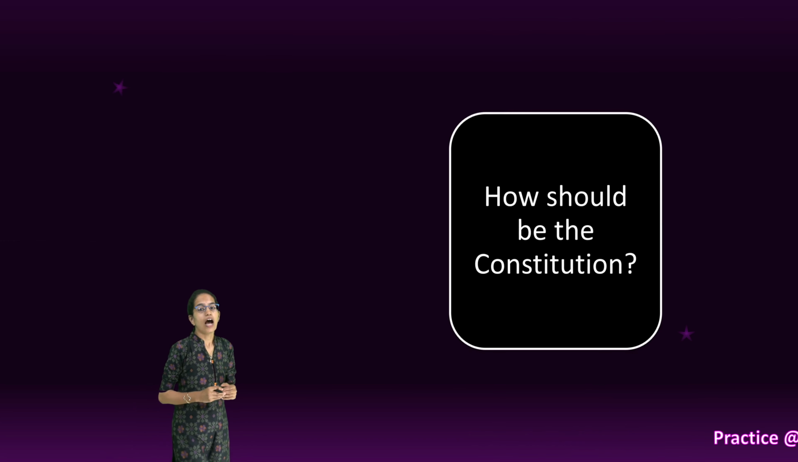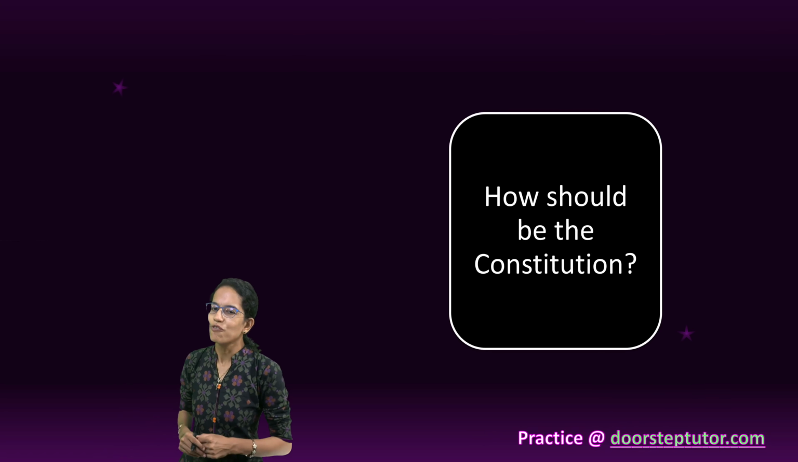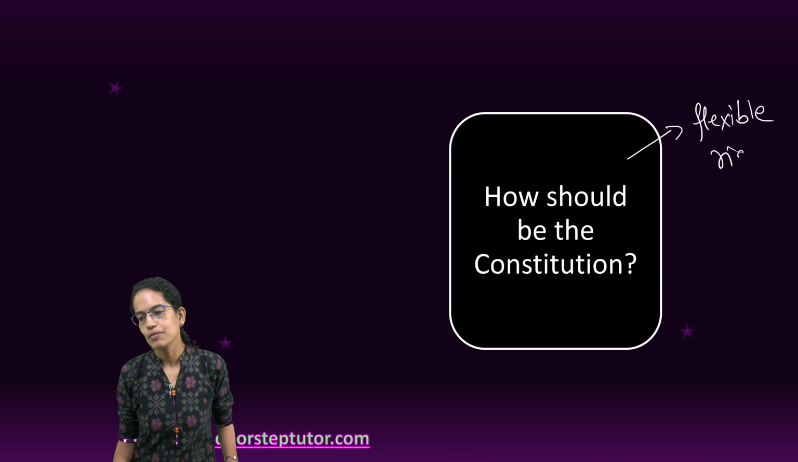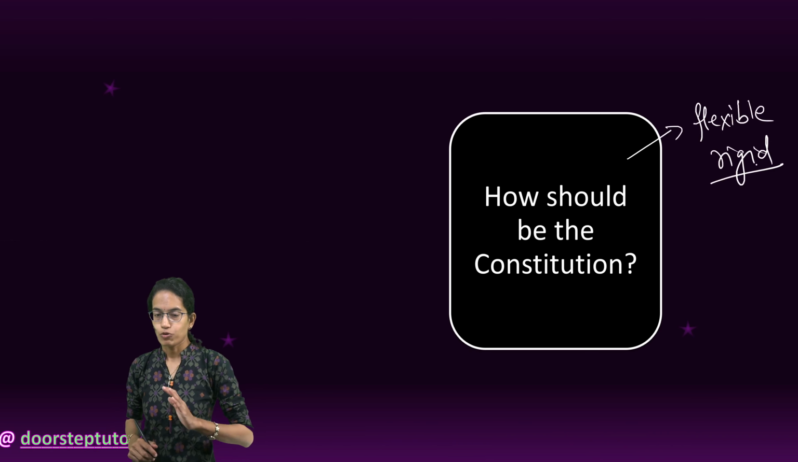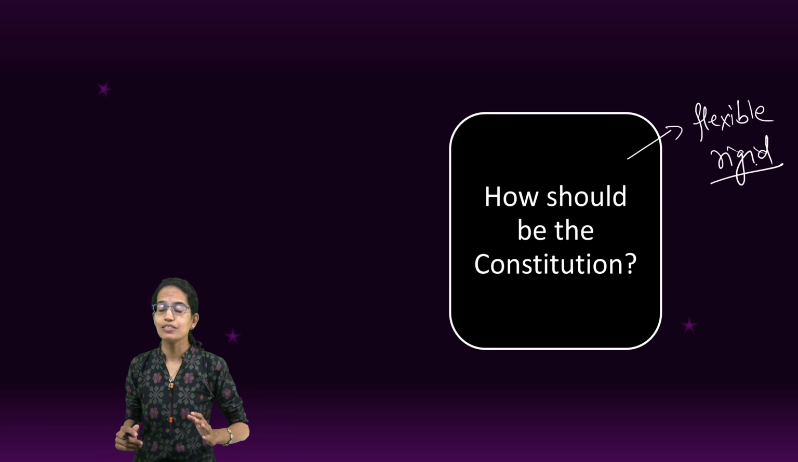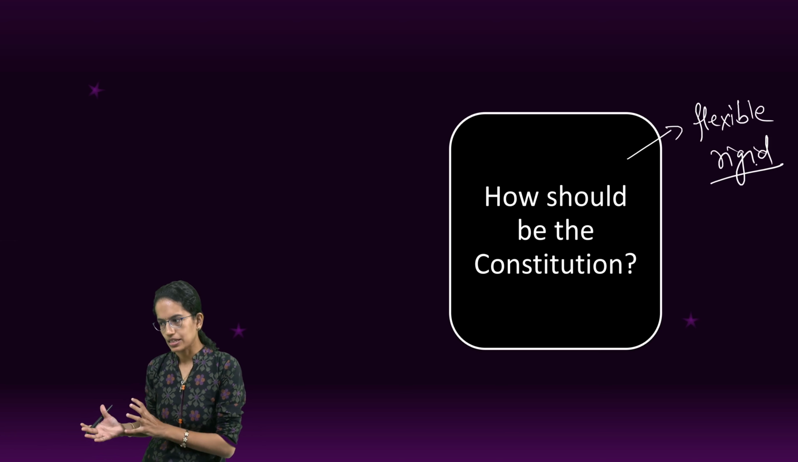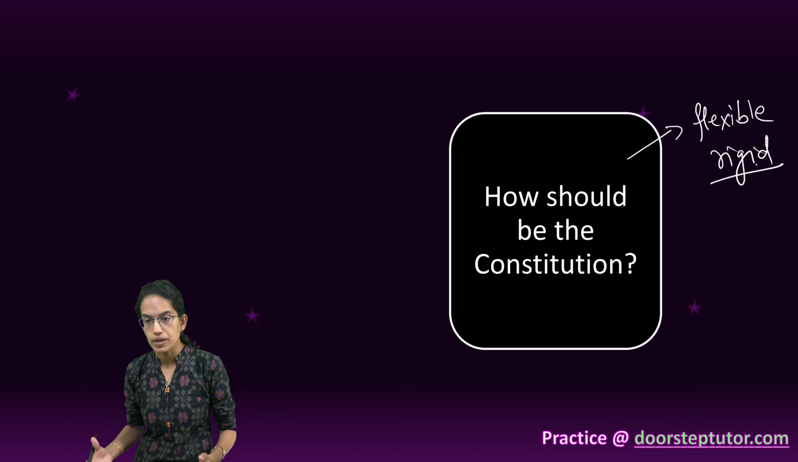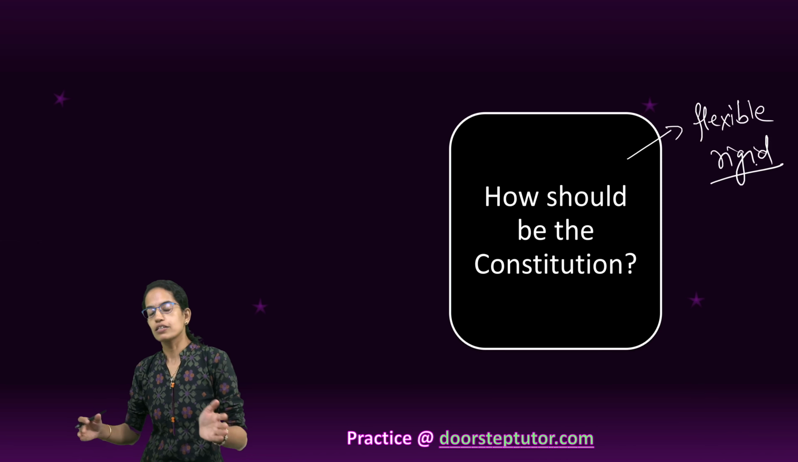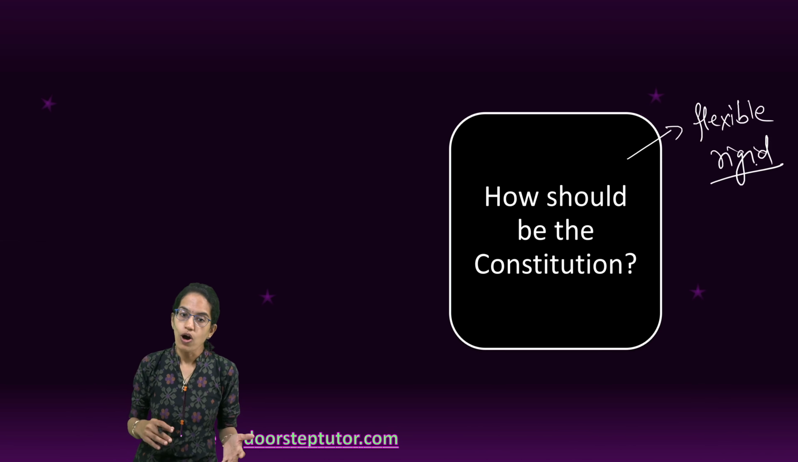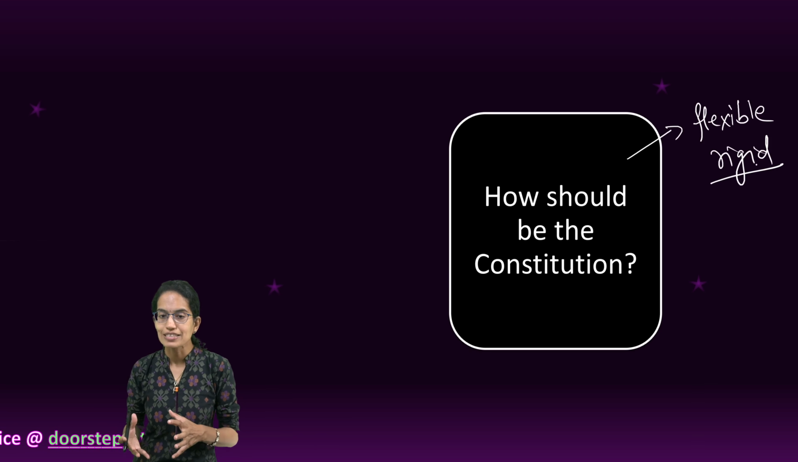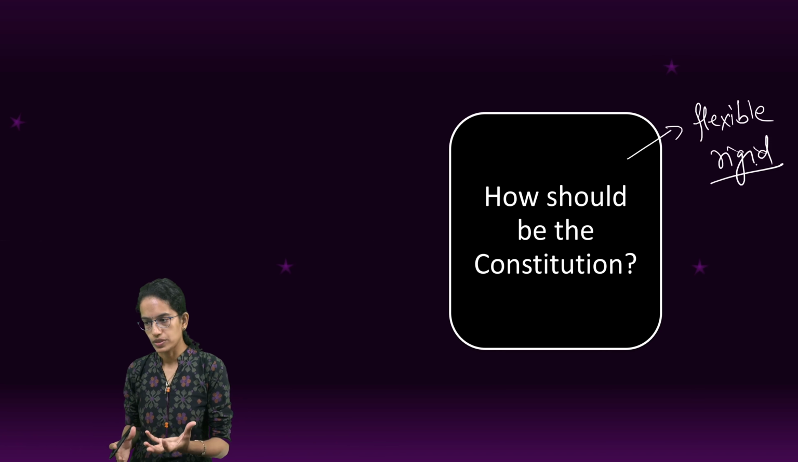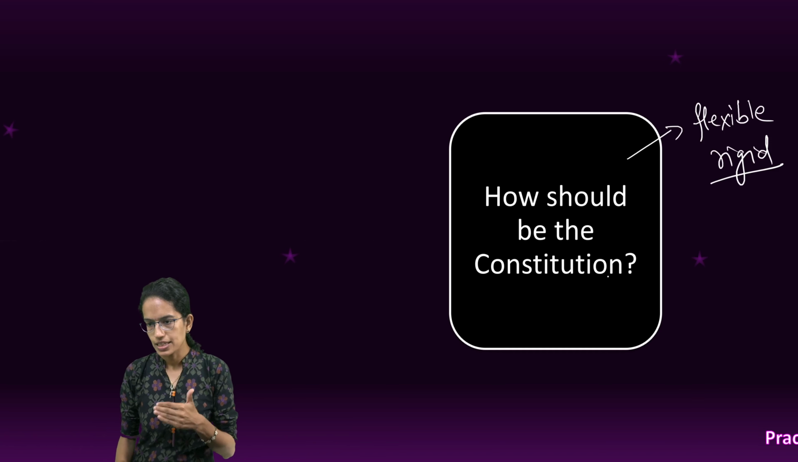The next is, how should the constitution be? Now this is a very interesting question. As I said, our constitution is flexible, but at the same time it is rigid. What does that mean? We maintain a fine balance between flexibility and rigidity. Sometimes the constitution has to be rigid because the rules should not be so simple that any new party comes into play and the constitution rules are changed. Or it should not be so flexible that there is no importance given to the core concept, right? So there are various things that we take into account.